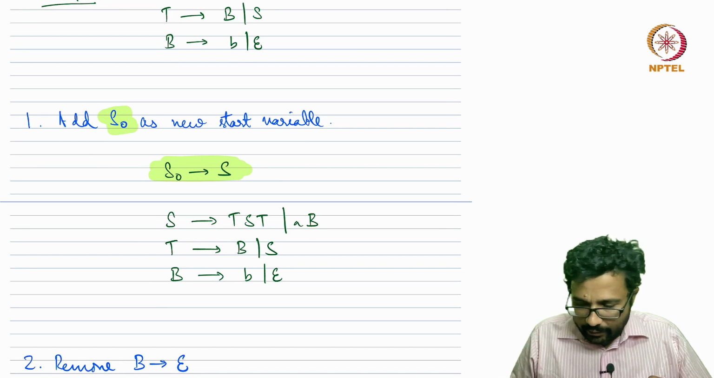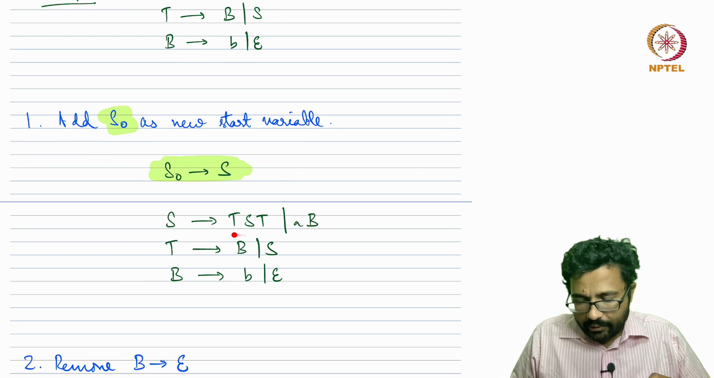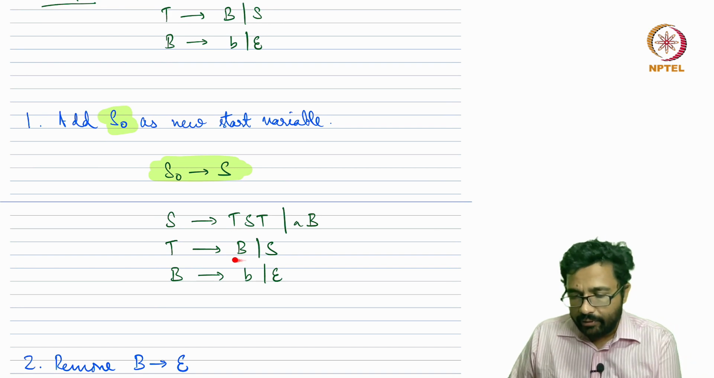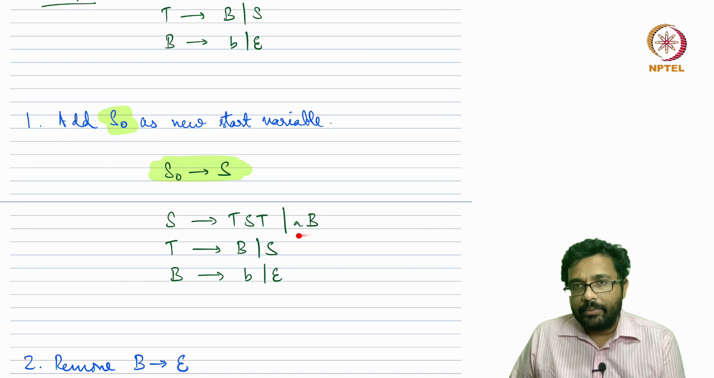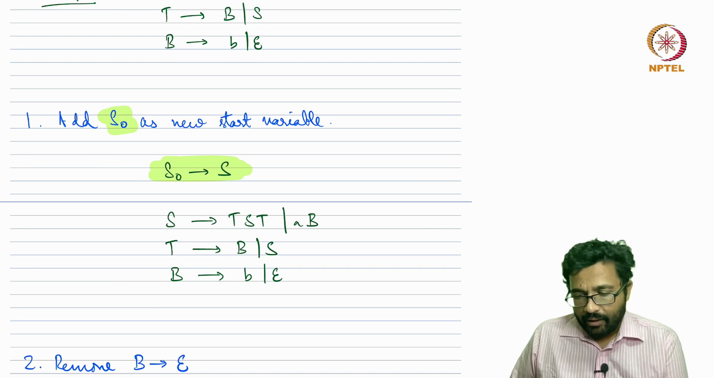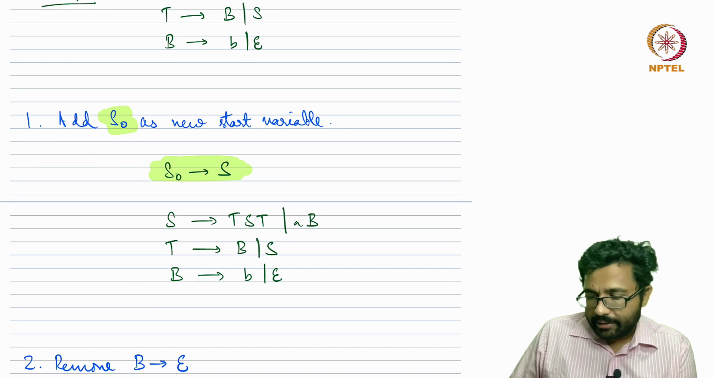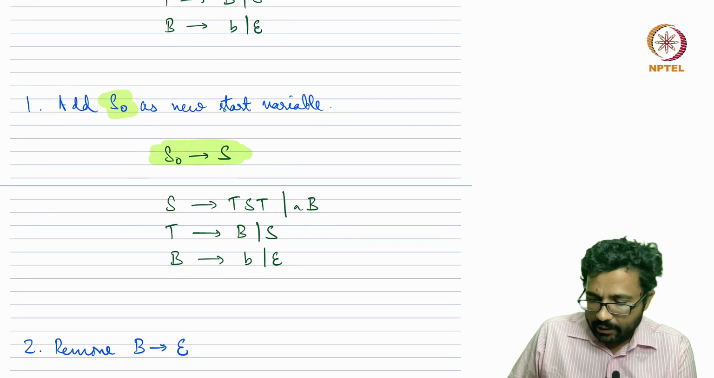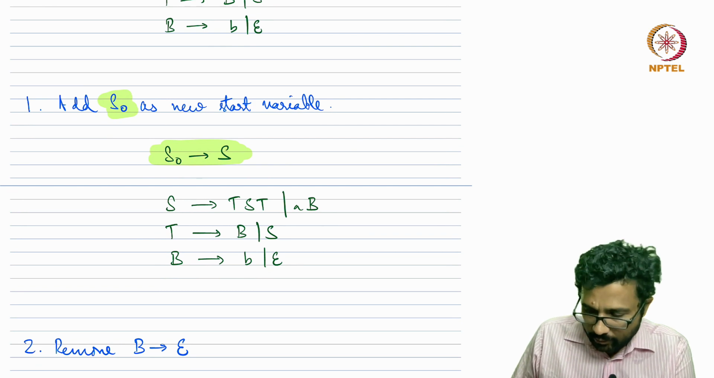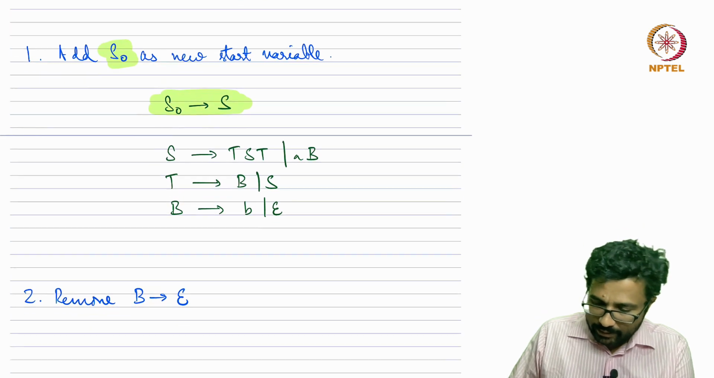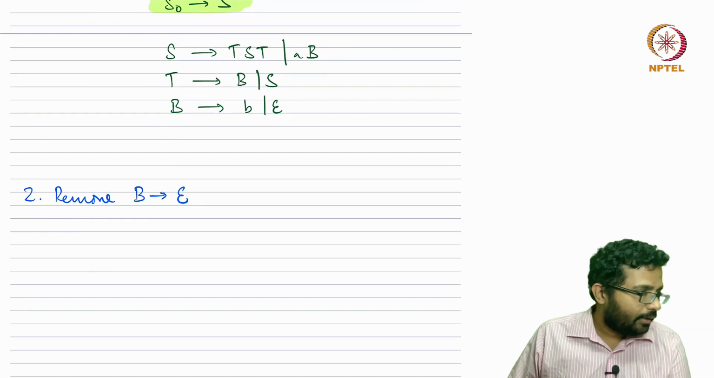We have rules where three variables are on the right side. We have one variable on the right side, variable and terminal combined on the right side, right? But we do not have the start variable on the right side. So that is one thing fixed. Now let us try to eliminate the epsilon rules. So we have one rule here, B gives empty string, right? So first let us remove that.